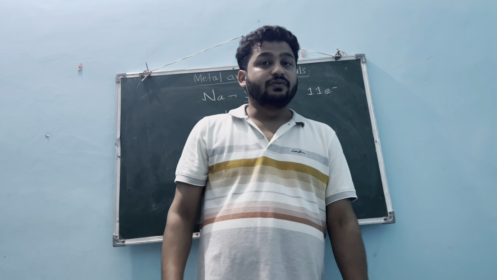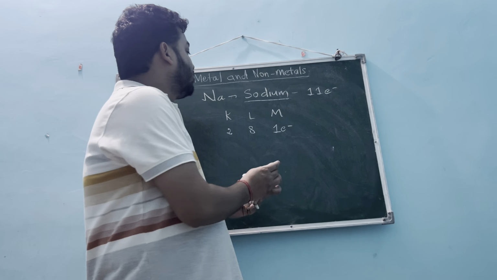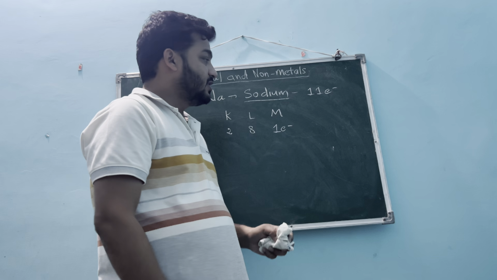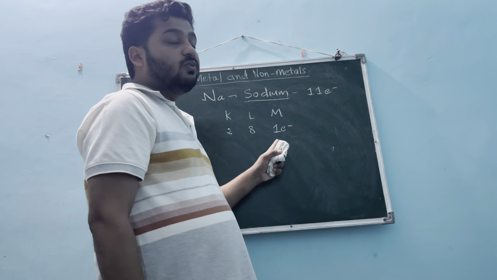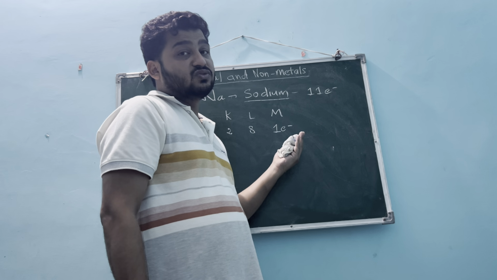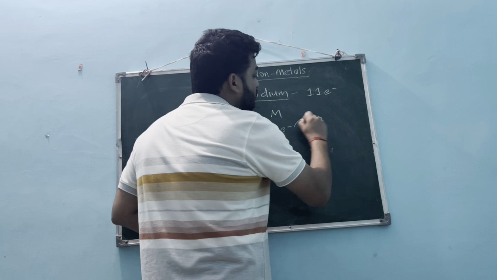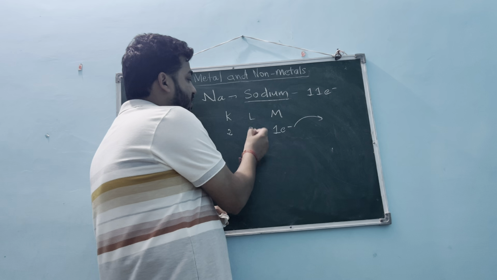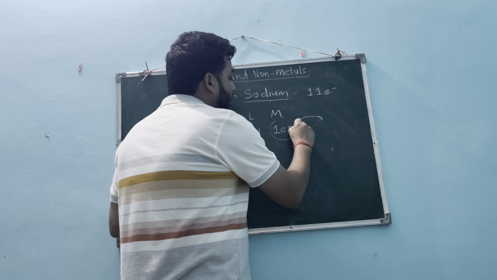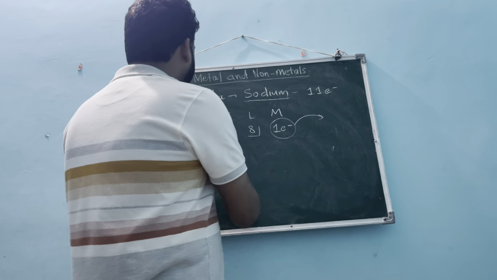Now you know that for stability, it must have at least 8 electrons in its last shell, right? But here you can see it is only 1. So can it take 7 electrons from someone else? No, it is not possible. Who will give 7 electrons? So it will lose 1 electron from the last shell. Now the last shell has 8 electrons, it will get stable, right? So it is losing an electron.